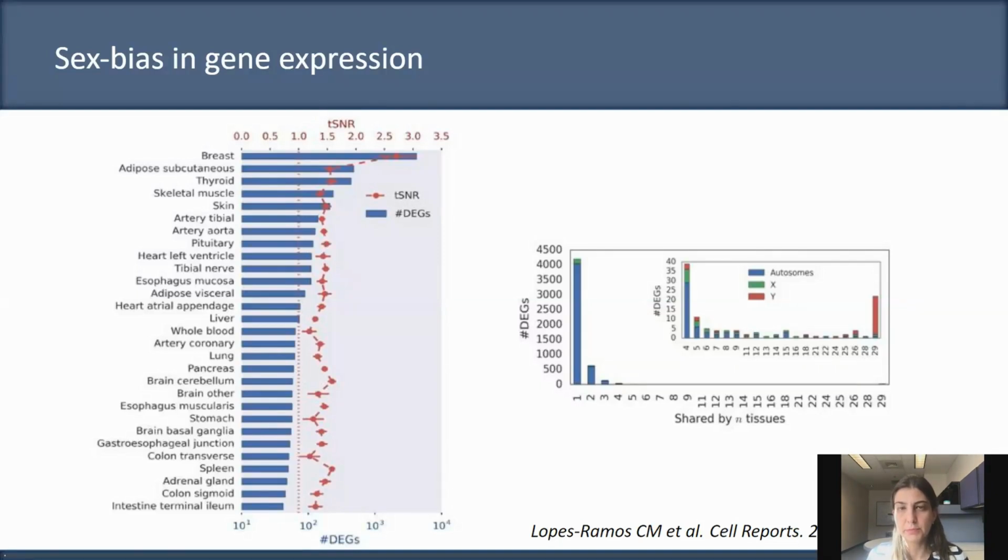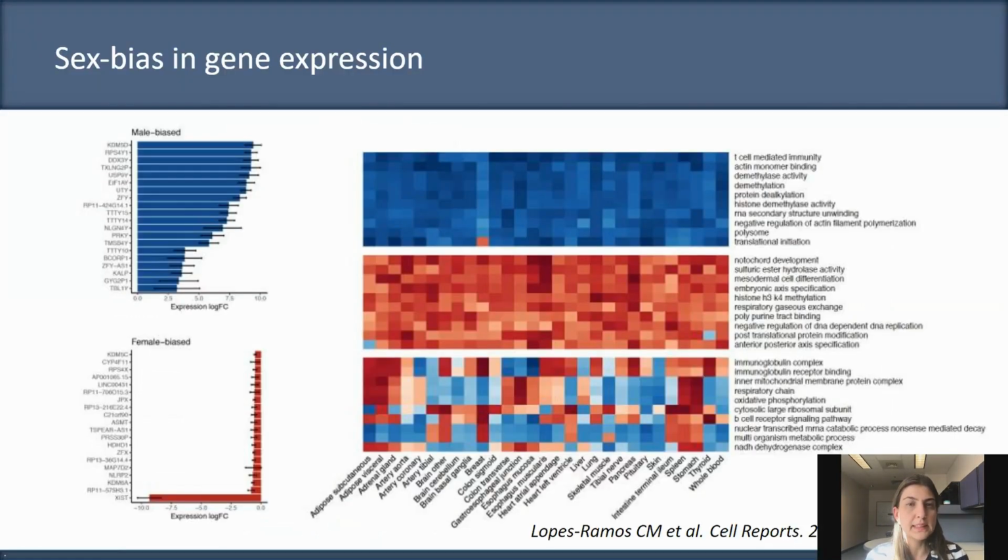You'll also see that pretty quickly, the number of differentially expressed genes falls down. And if you see on the plot on the right, most of these differentially expressed genes were found in only one or two tissues. The genes that were recurrently found across many tissues were genes located in the sex chromosomes. So here are the genes that were most differentially expressed across most of the tissues, the top ranking differentially expressed genes. And as expected, they are sex chromosome genes.